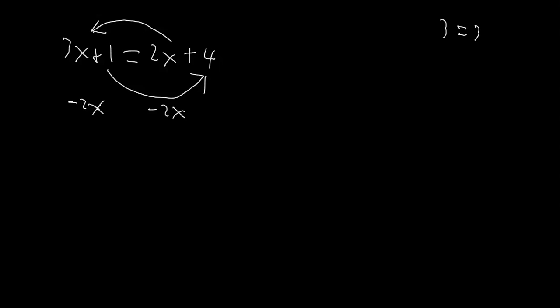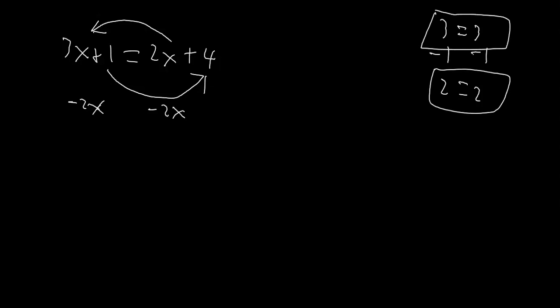For example, if we have 3 is equal to 3, and we subtract 1 from both sides, we get 2 is equal to 2, which is still true, right? The equation is still true. And we can apply the same theory on this equation right here. So, we get x plus 1 is equal to 4, and we get x is equal to 3.